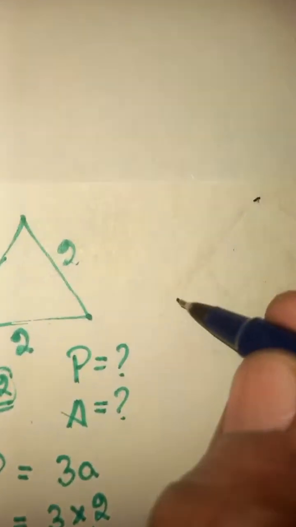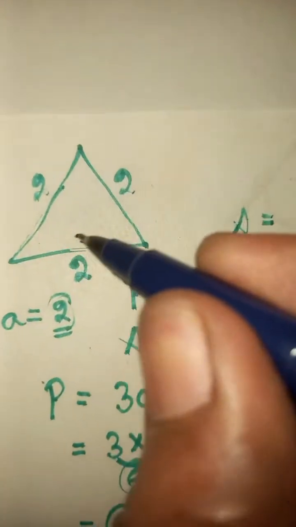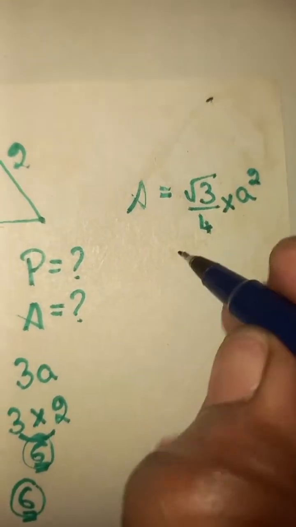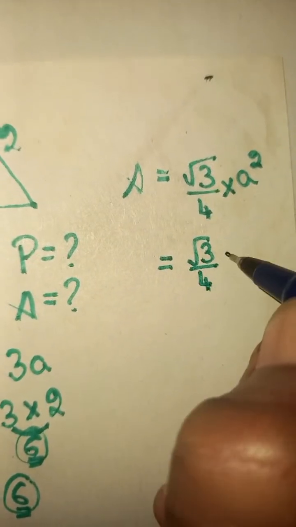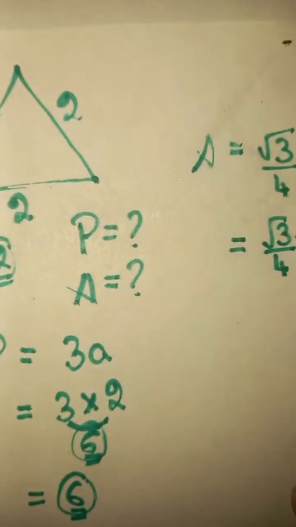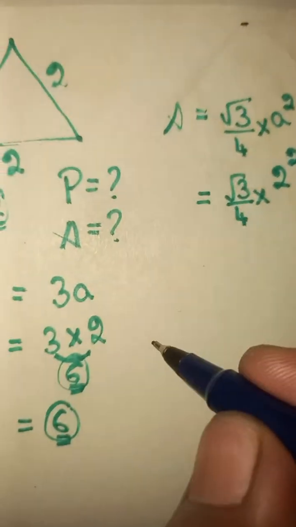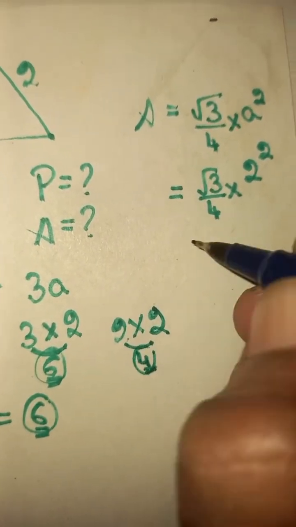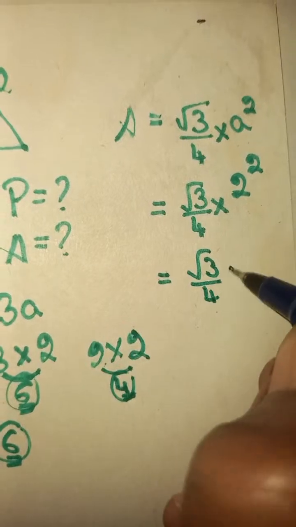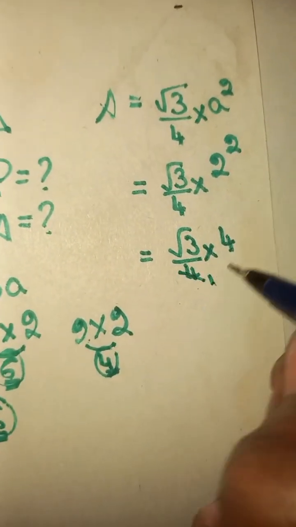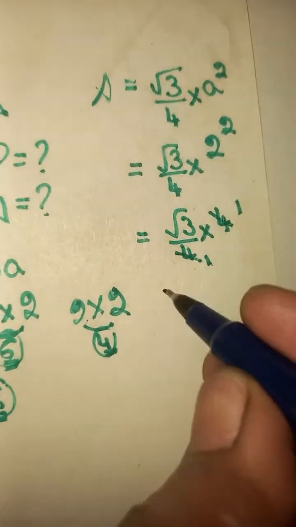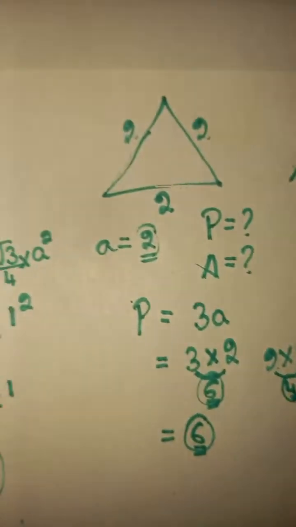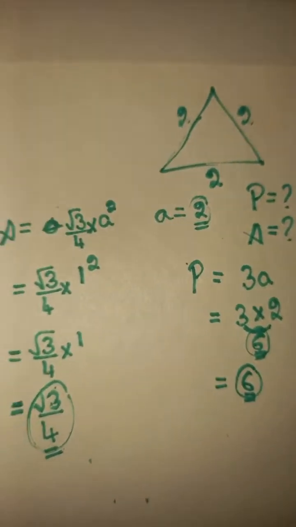Now let's find out what's the area. Area of this equilateral triangle is root 3 by 4 times side length square. That means it becomes root 3 by 4 times, this is the side length which is 2 units, 2 square. 2 square means 2 times 2, which becomes 4. So this becomes root 3 by 4 times 4. You divide denominator and numerator, so it remains root 3 square units. That will be the area of this equilateral triangle.